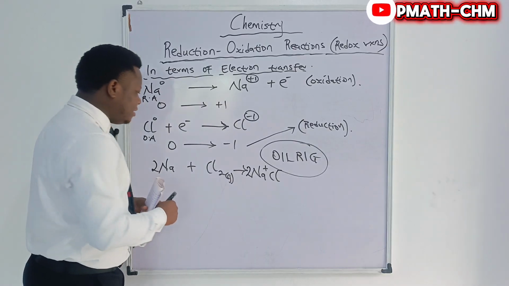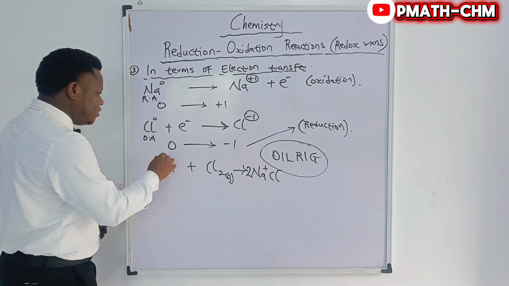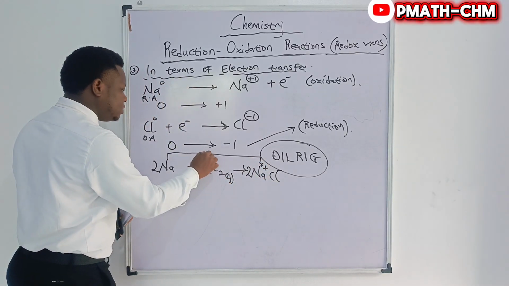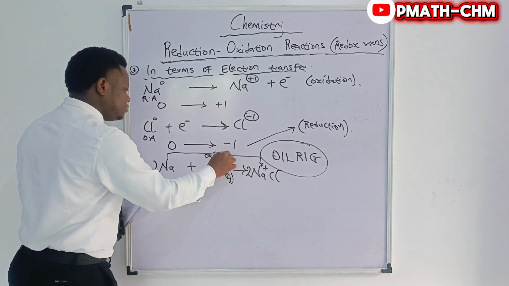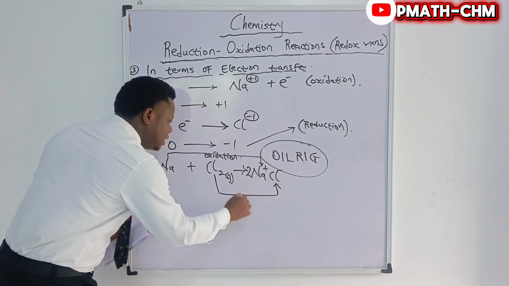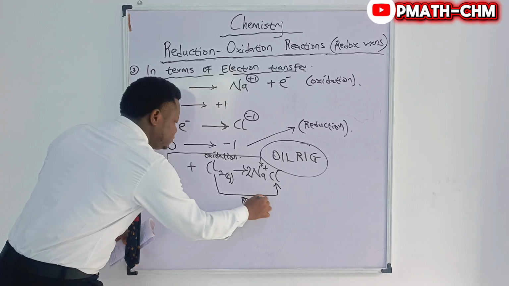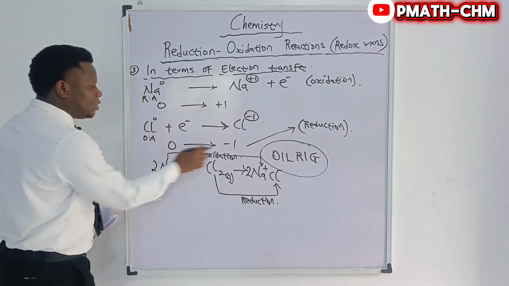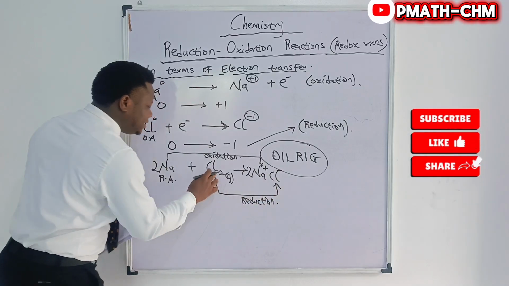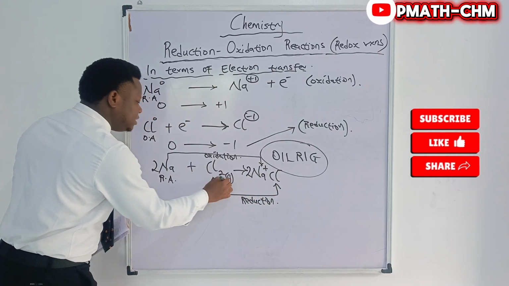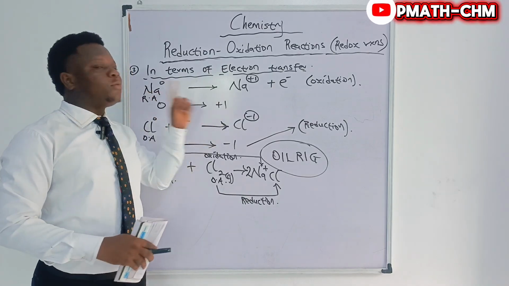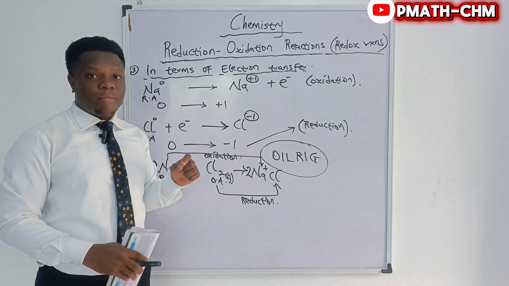Now, in this process, what is being oxidized? From sodium to this is your oxidation. While chlorine changing to this is what now? Is your reduction. The substance that is oxidized, remember, is your reducing agent, while the substance that is reduced is your oxidizing agent.